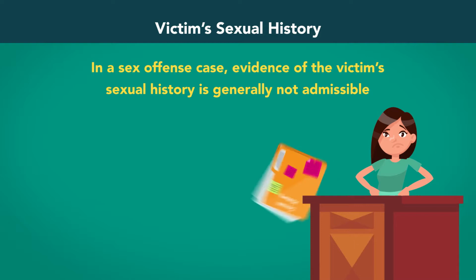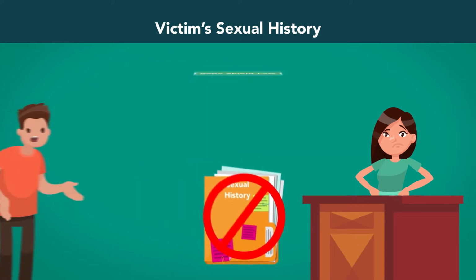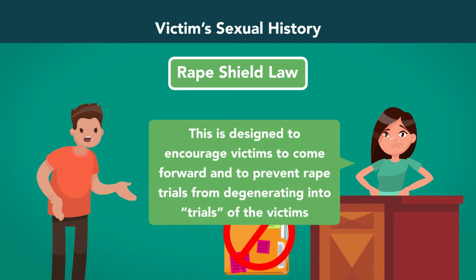Victim's sexual history. In a sex offense case, evidence of a victim's sexual history is generally not admissible. This is sometimes known as a rape shield law, and it prevents people accused of sexual assault from attacking the victim by accusing her of having been promiscuous in the past. This is designed to encourage victims to come forward and to prevent rape trials from degenerating into trials of the victims.